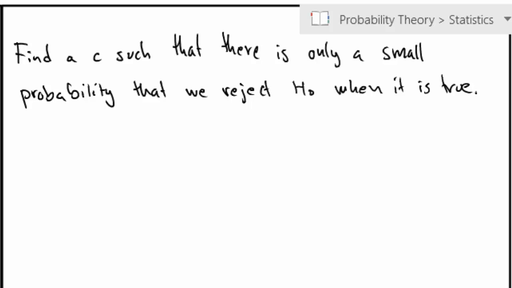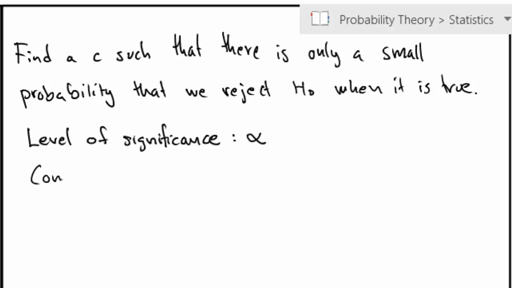How small? Well, that's a question that theory can't answer. This probability is called the level of significance, and it's typically denoted by alpha. Common values are 5% and 1%.